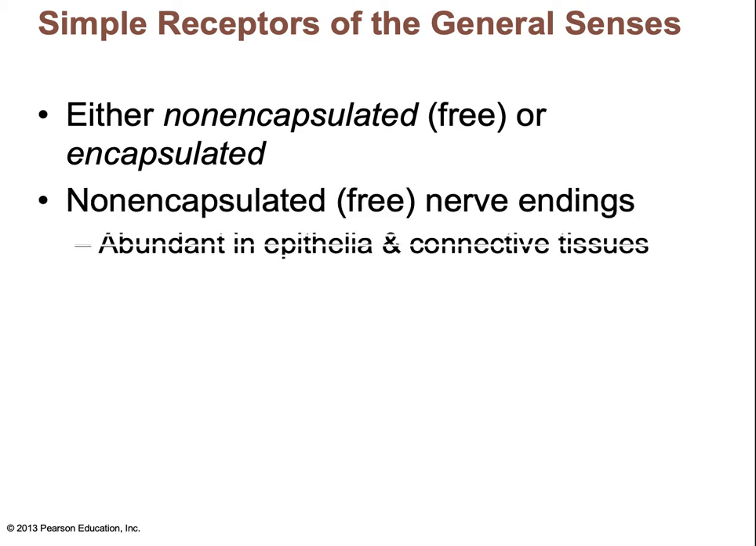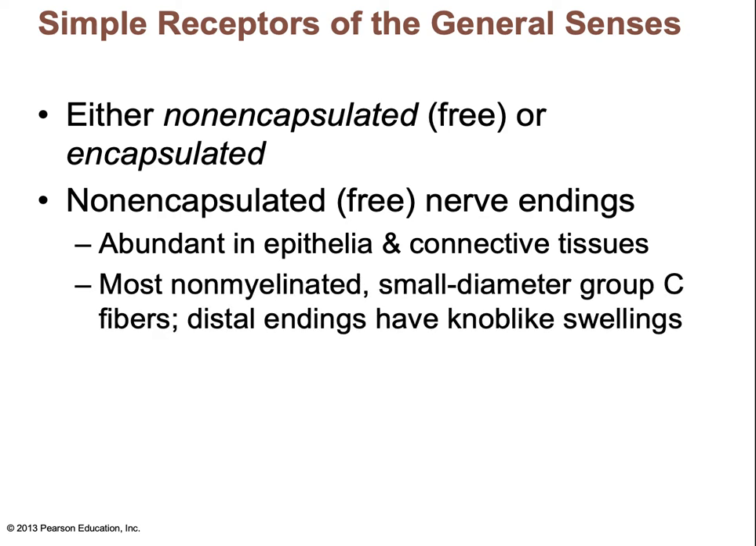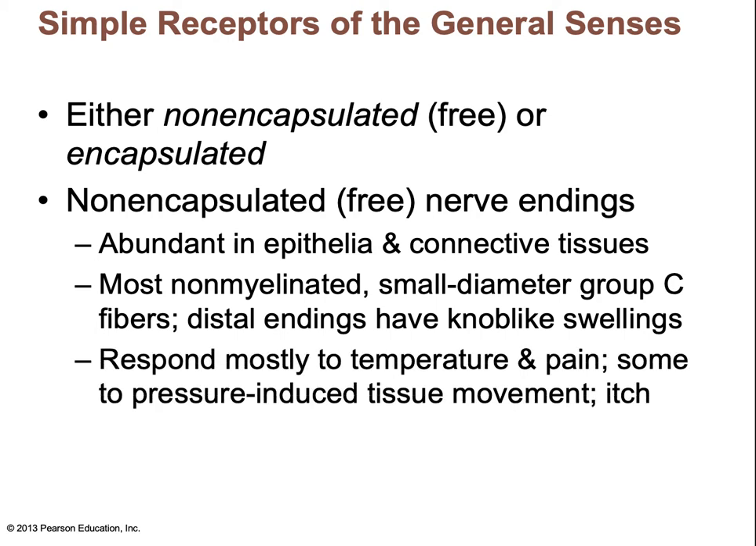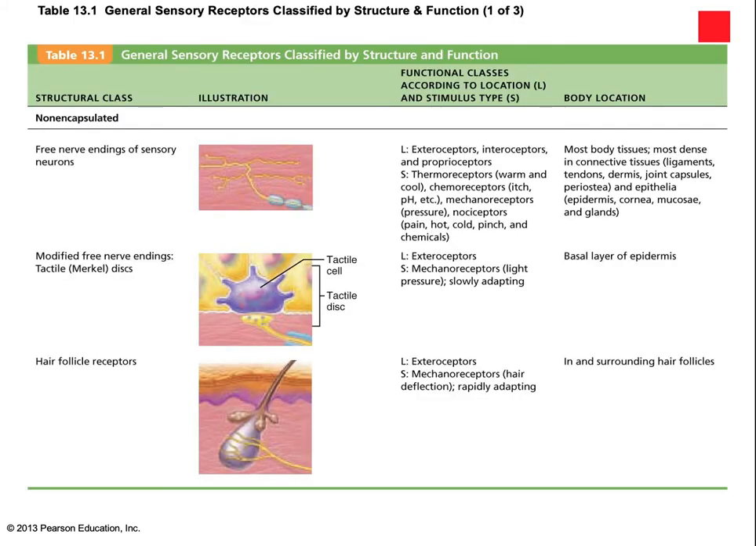Okay. Free nerve endings are found in the epithelia and connective tissue. They're non-myelinated, small diameter group C fibers. Okay. And they respond to temperature and pain. Some respond to pressure-induced tissue movement. Okay, you can see examples of some of these different receptors here.